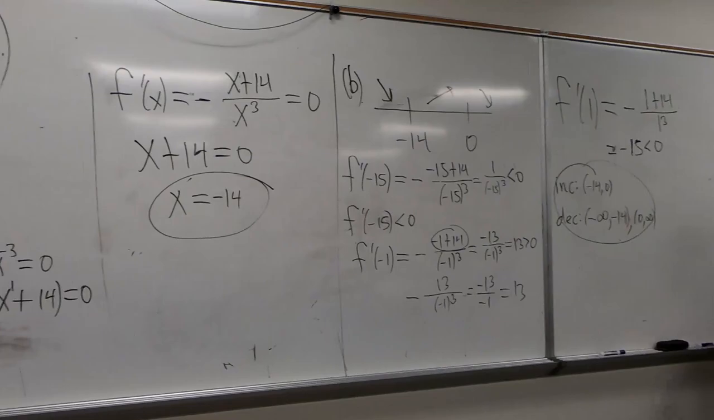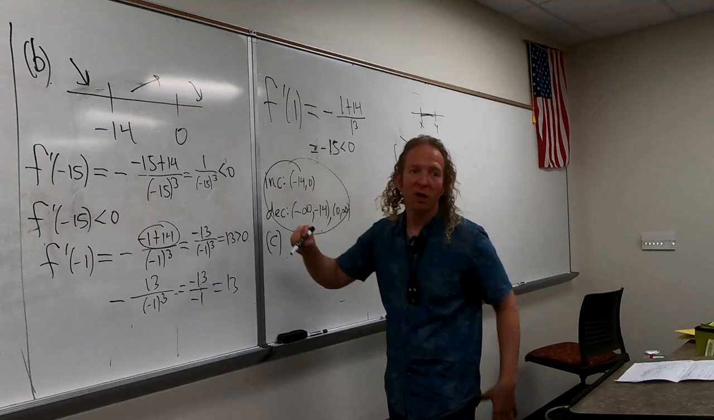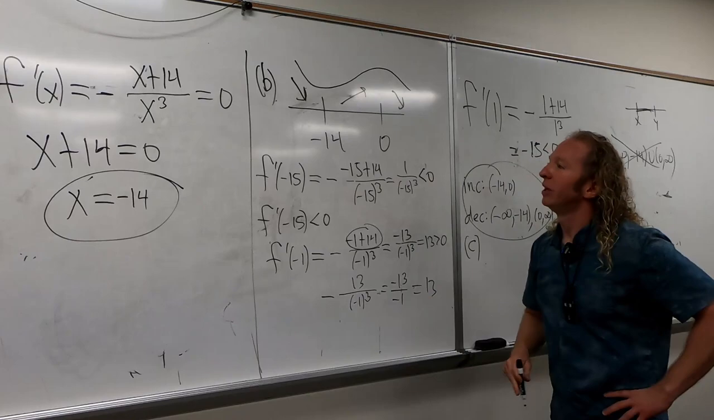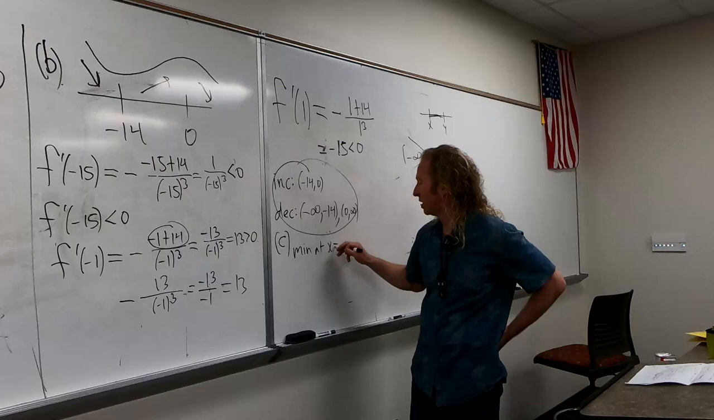Let's come over here and do part C. It's the same problem. For part C, we have to find the mins and maxes. So I like to do this, just draw a little picture. What happens at negative 14? What do we have there? A minimum, yeah. So min at x equals negative 14.